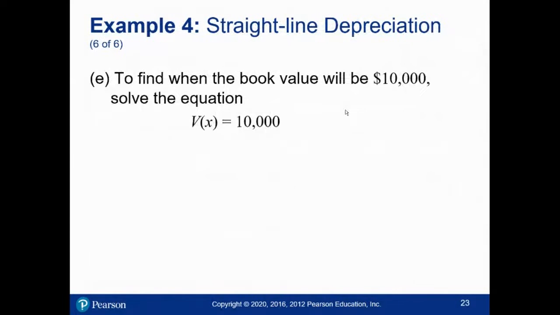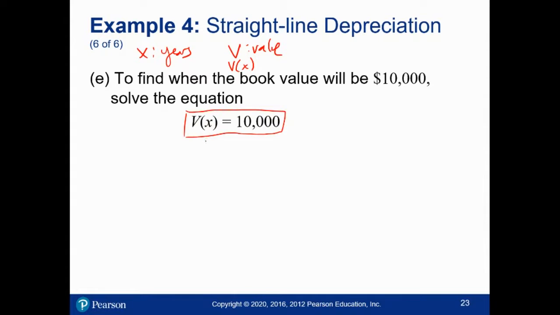Okay. And then the last question said, when will it be worth 10,000? So 10,000 is not what I'm plugging in. Remember, x represented years, and v was value. And that was the function v of x. So now we know we want the value to be 10,000.